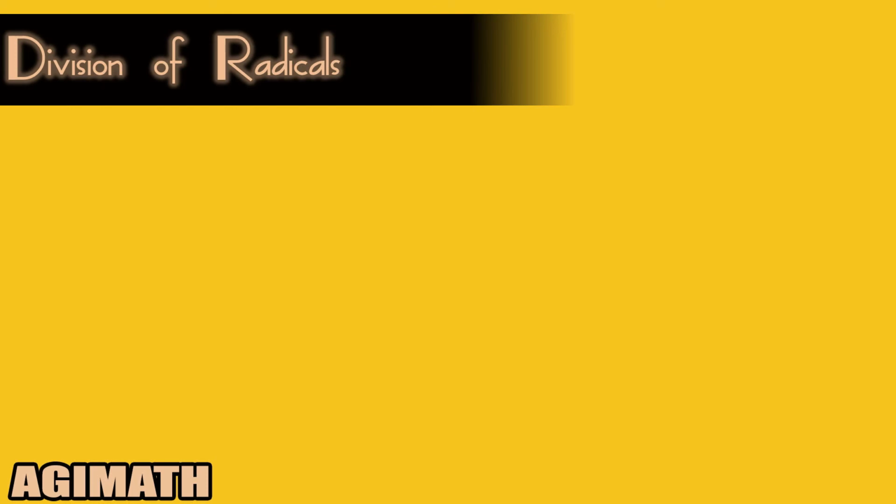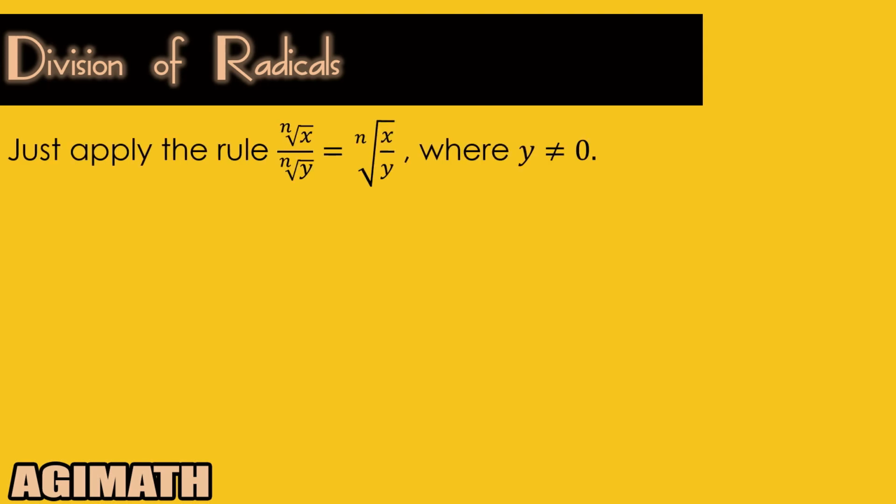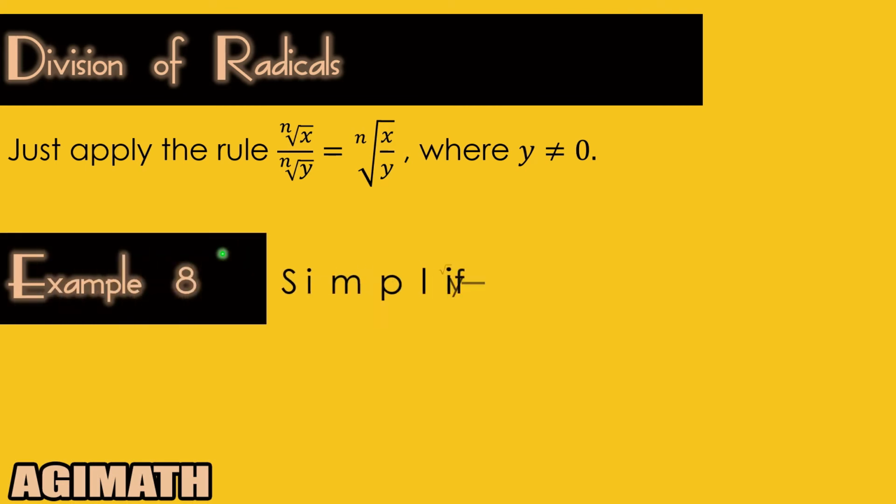Division of radicals. Just apply the quotient rule for radicals. If you have the nth root of x divided by the nth root of y, then we can write it as the nth root of x divided by y, where y is not equal to 0, because that will make the equation or the fraction undefined. Example 8. Simplify square root of 9 over square root of 3.